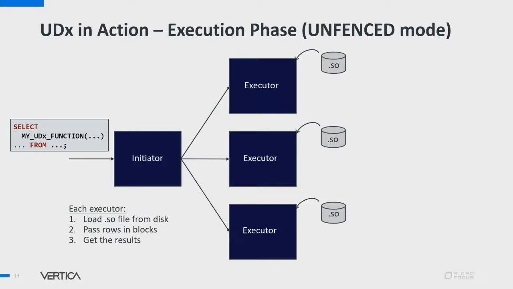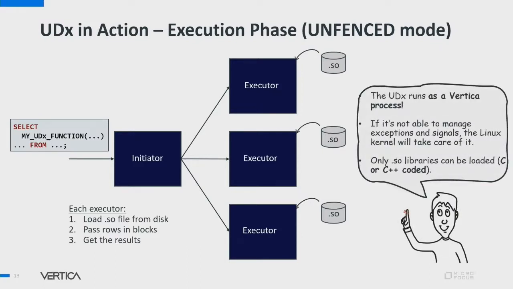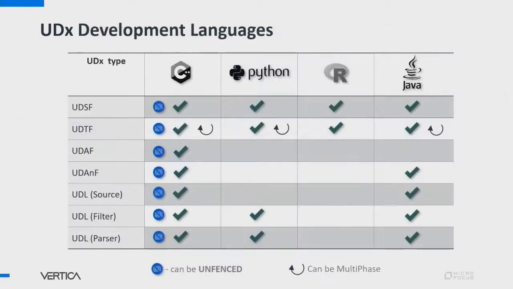So you have to be very, very disciplined when you are designing, developing, and testing the UDXs that run in unfenced mode. As I mentioned already, UDXs running in unfenced mode run as the Vertica process, so same PID. You have to handle all the exceptions properly, otherwise the Linux kernel will kill it. And as was stated before, only C++ libraries can be loaded. Only UDXs written in C++ can work in unfenced mode.